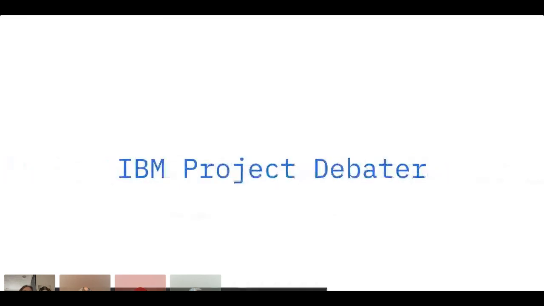Now I want to move on and get into IBM Project Debater. So what is it? IBM Project Debater has been in development since 2012, and it's considered IBM's next big milestone for AI. Some previous breakthroughs were Deep Blue in 1997, and you may have remembered Watson on Jeopardy in 2011. So we've made a lot of headway since then.